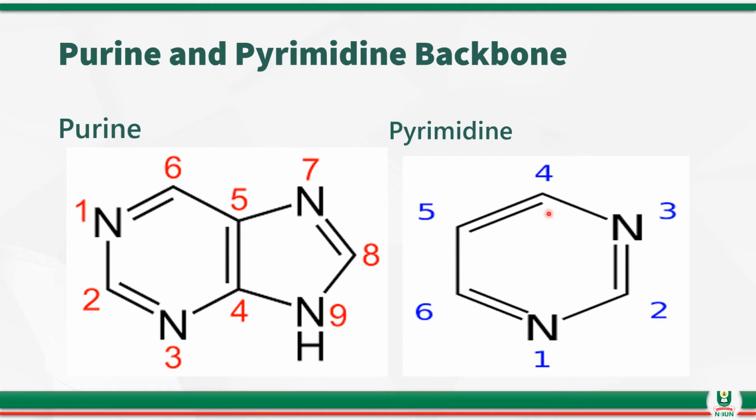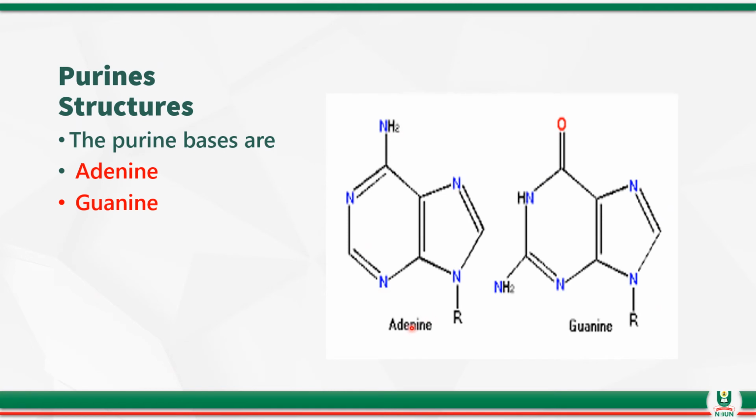Same goes for this pyrimidine. Number 1 is nitrogen, number 3 nitrogen, then 2, 4, 5, 6 are carbon atoms. So this, like I said, is the backbone. Adenine is formed from the backbone of the purine. You can say they have the same structure, but they now have additional atoms that differentiate them from one another.